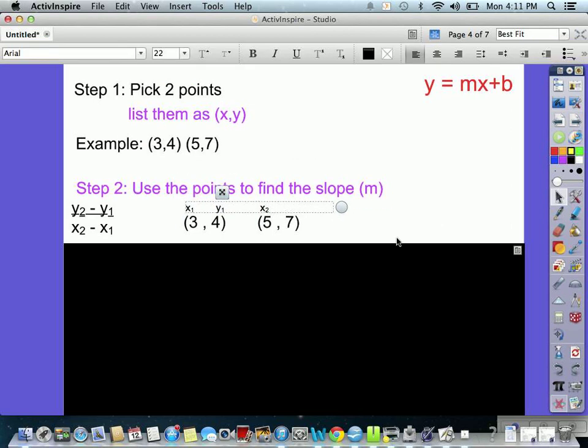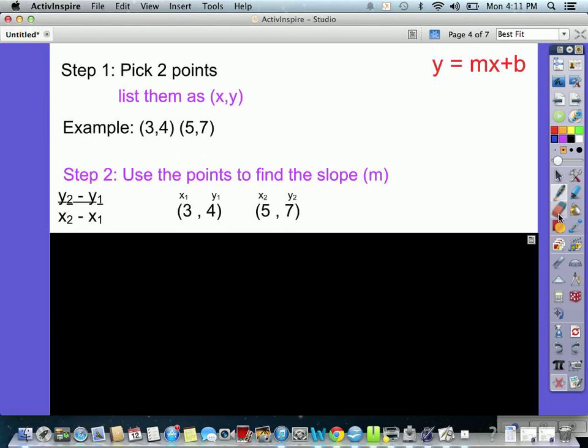Found an error. So let's go back over that again. Use your points to find the slope. Again, use the points to find the slope m. That's y2 minus y1 over x2 minus x1. I took my points and I labeled them as x1, y1, x2, y2.